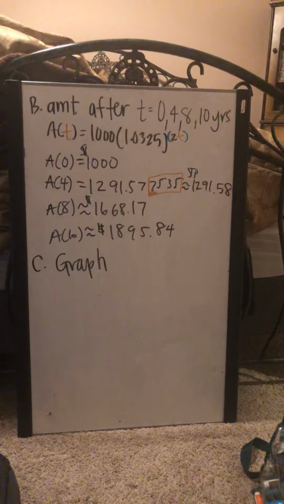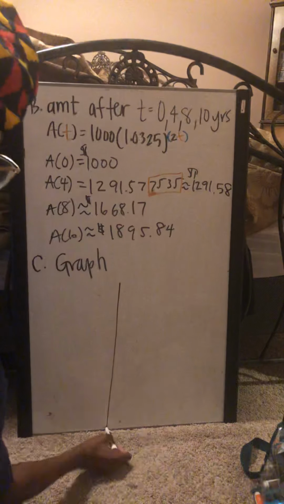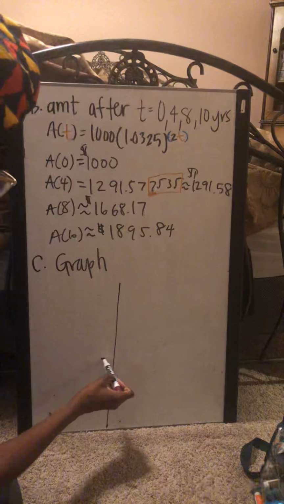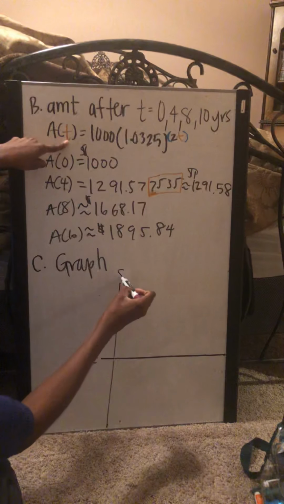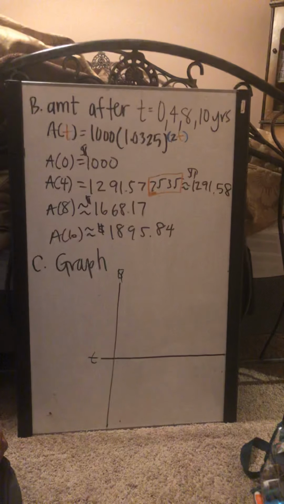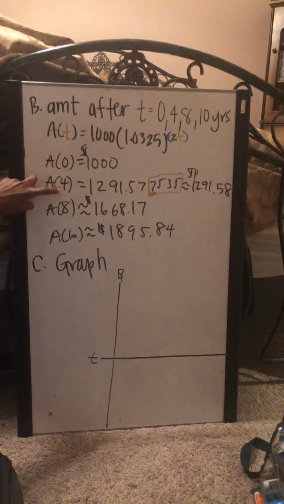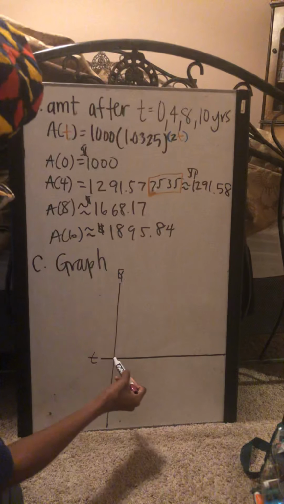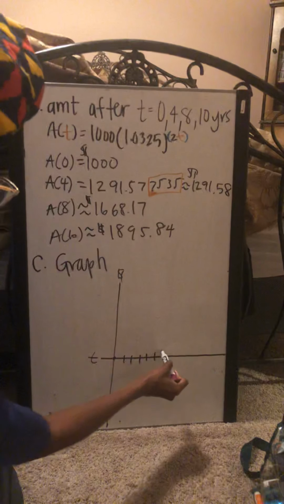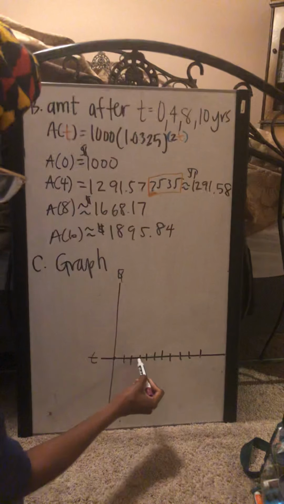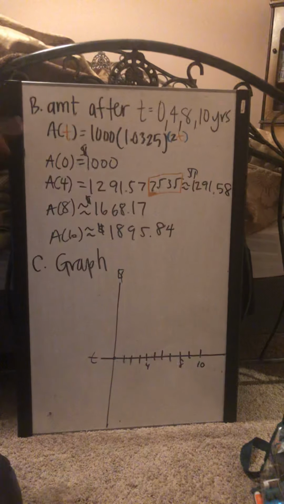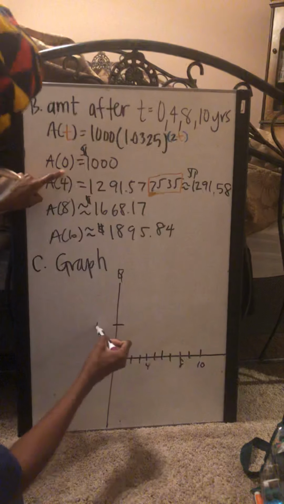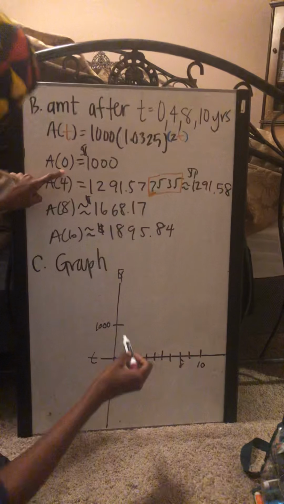Right, so next we were asked to graph. If we were to graph this, remember t can never be negative. We're working with time. This is your t, and then this is going to be like your money, right? So your time and your money are your variables. So we have 0, 4, 8, and 10 on our little chart. So 0, 1, 2, 3, 4, 5, 6, 7, 8, 9, 10. Okay. So for the first one, we have 0 and 1,000. Let's just say that this is 1,000. So we have 0 and 1,000.